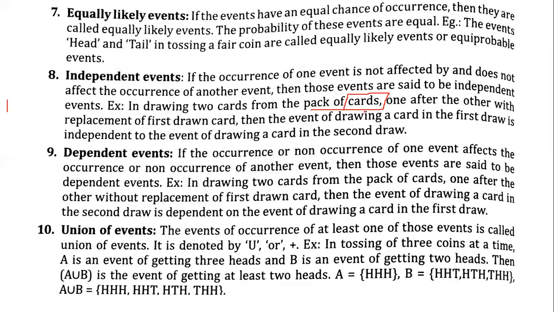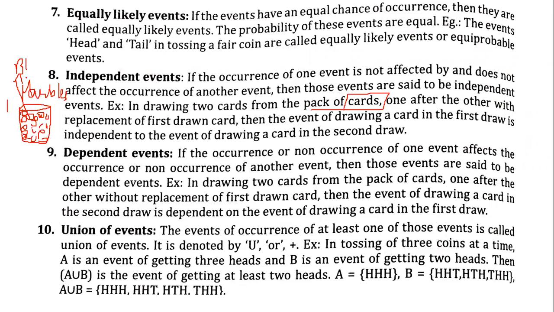So in drawing two cards from a pack of cards, one after the other, with the replacement of the first drawn card, the event of drawing a card in the first draw is independent of the event of drawing a card in the second draw. Now, easily how we can understand is, let us say we have a bucket which is full of marbles, colorful marbles. Let's say black, red, orange, yellow, blue, all marbles are there. Now we will pick one marble randomly, and let's say we have got a black marble.